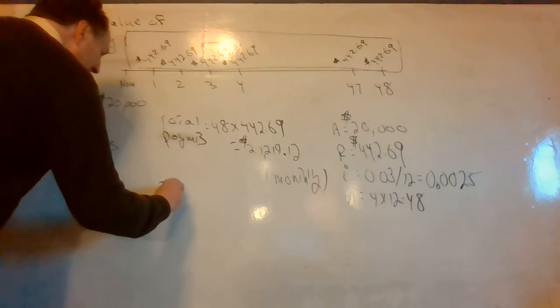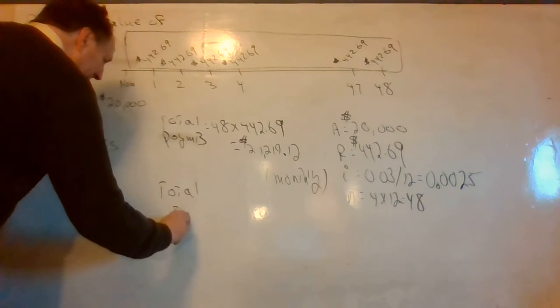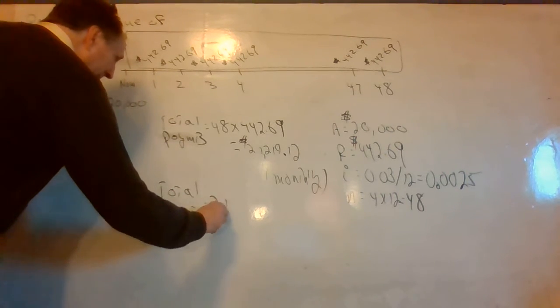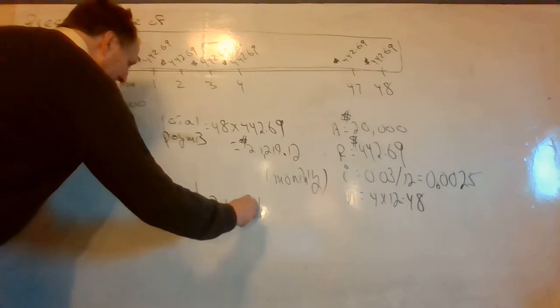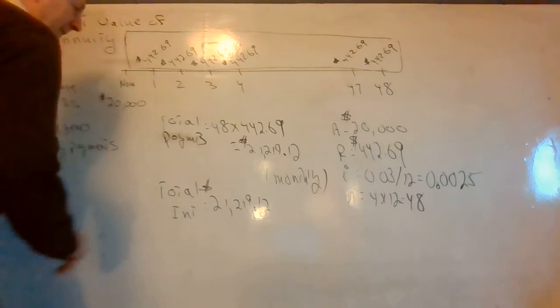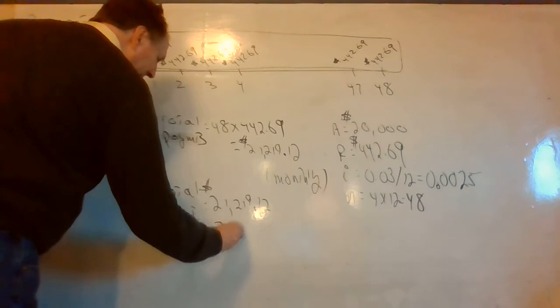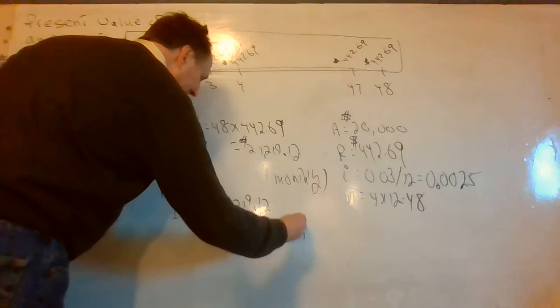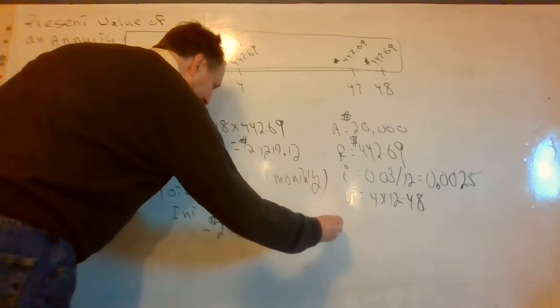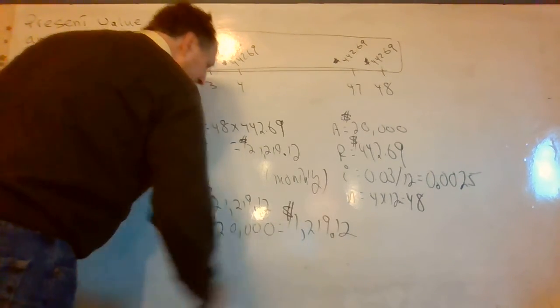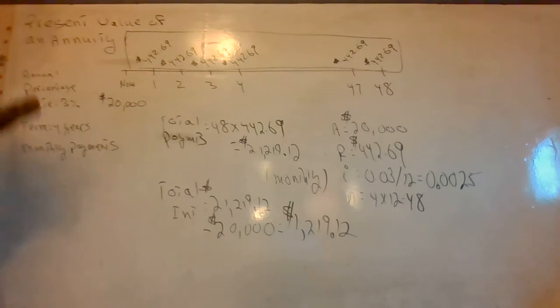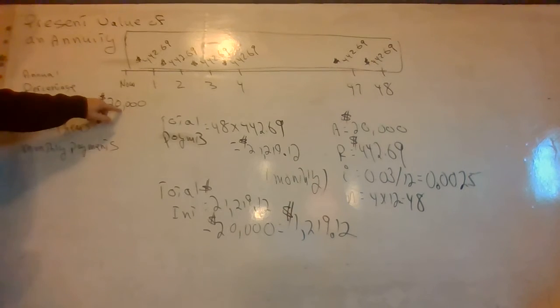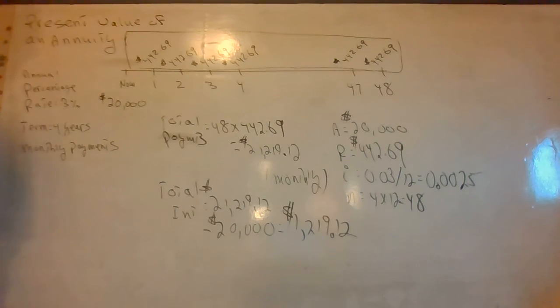The total interest is 21,219.12 minus 20,000, which is equal to 1,219.12. Okay, that's the cost of borrowing money. You're using the bank's money. Of course, they're going to charge you something. It's a fair and equitable situation.